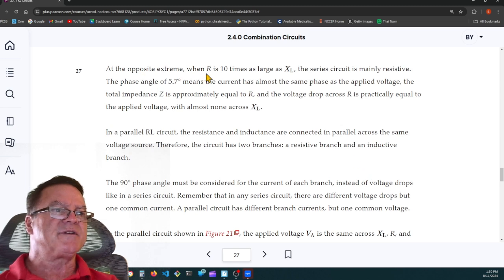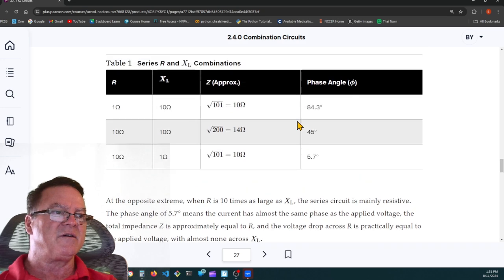Here it says, at the opposite extreme, when resistance is 10 times as large as X sub L, the series circuit is mainly resistive. Phase angle of 5.7 degrees means the current is almost the same phase as the applied voltage. The total impedance is approximately equal to R, and the voltage drop across R is practically equal to the applied voltage, with almost none across X sub L.